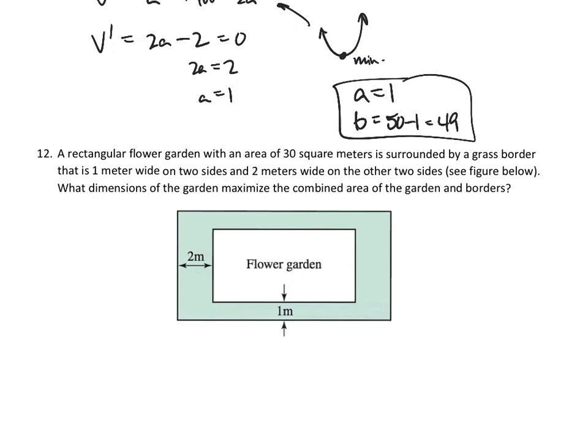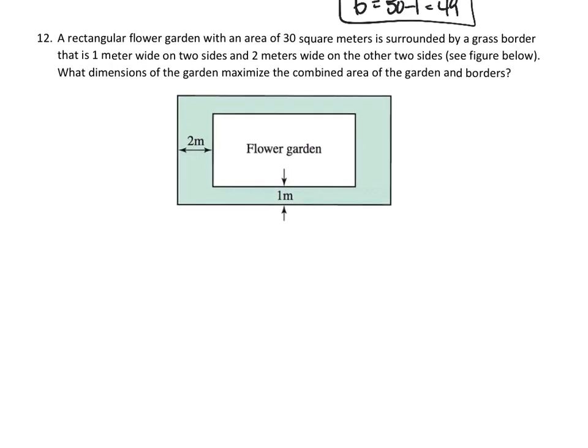All right, last one. We've got a rectangular flower garden with an area of 30 square meters, is surrounded by a grass border 1 meter wide on two sides, 2 meters wide on the other two sides, and we want to know which dimensions of the garden maximize the combined area of the garden and borders. And actually this one also has a typo. It's not actually maximize, we actually want to minimize the combined area of the garden and the borders.